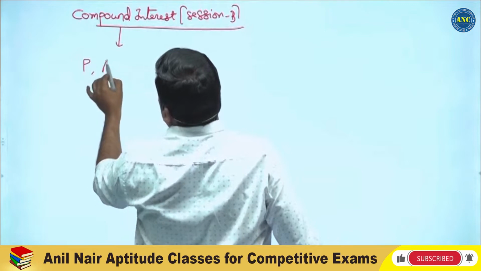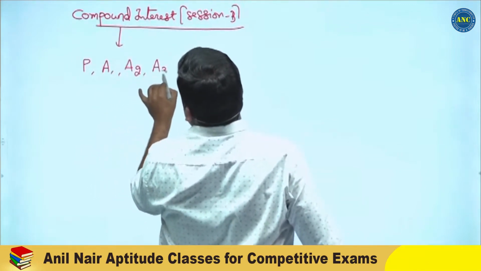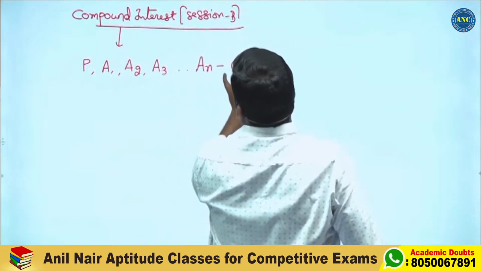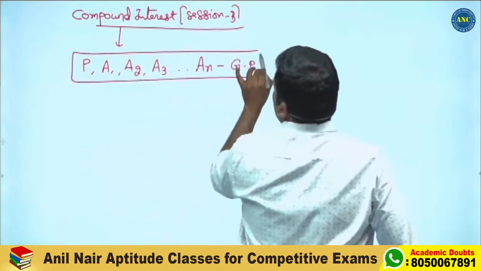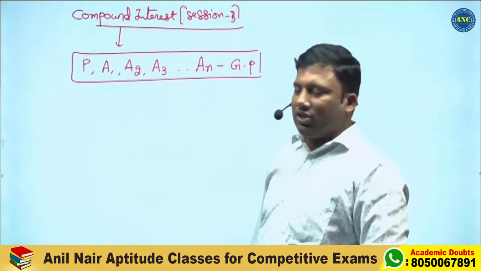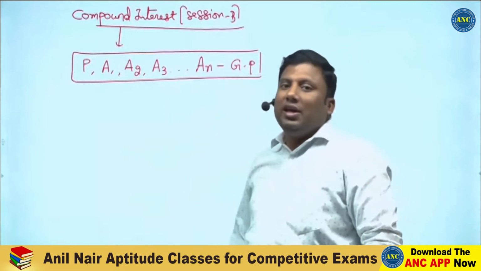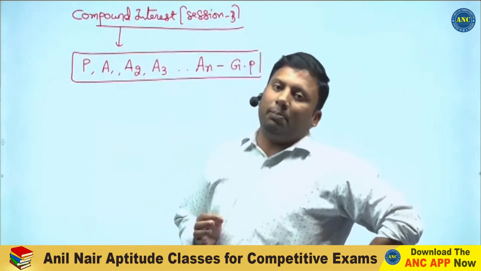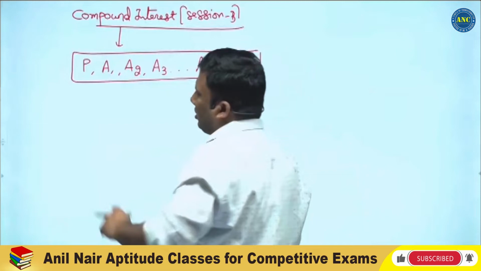P, A1, A2, A3 and so on up to AN are in geometric progression. We have taken an example where P is 100 and R percentage is 10%.